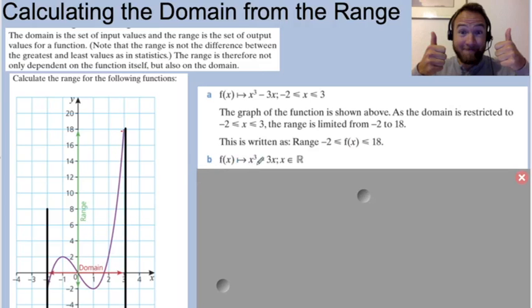Okay, so let's do a different one. We have the same function, x cubed minus 3x, where x is all real numbers. So we're not limited by this domain anymore. Our domain is all real numbers. So actually these lines, we don't need them anymore.